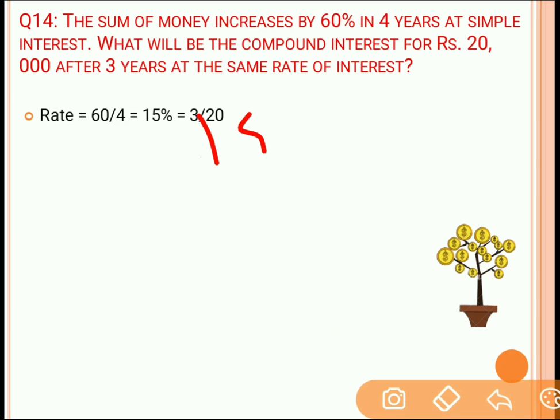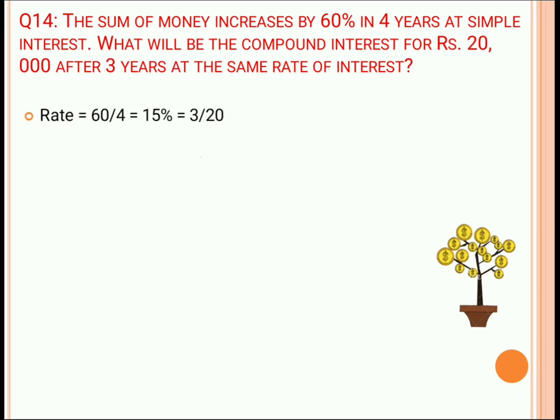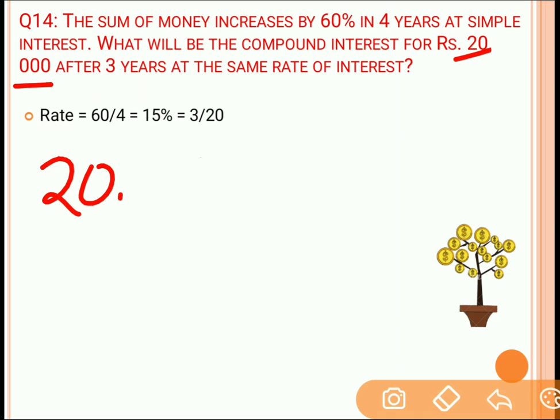That is 15 into 1 by 100. So 15 into 1 by 100 is nothing but 3 by 20. So it has been just written in the fraction. Now we need to find out the compound interest at 20,000 rupees. So let's say that the principal is 20,000 rupees. So first of all we will write down the principal over here. Now we need to find out the compound interest after 3 years.